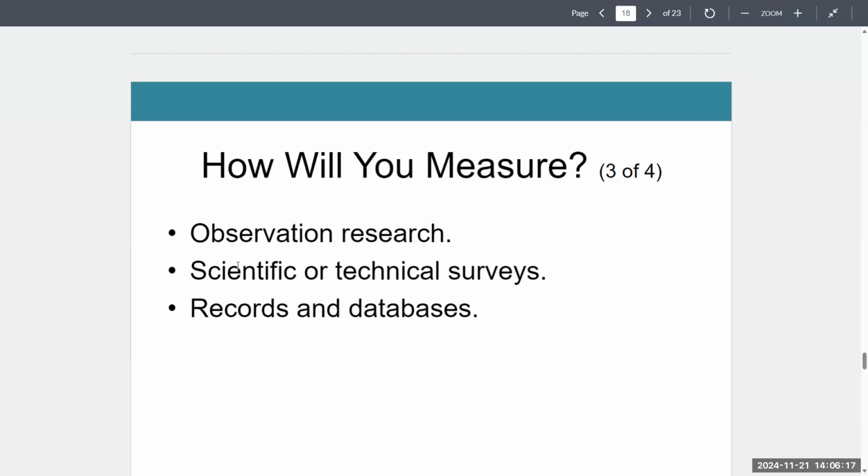So within that, how will you measure? We're looking at observation research. Scientific surveys and database records are good for collecting data on campaign outputs. However, observation research involves systematically watching and recording behaviors or events, often in a natural setting. So literally what you're doing is observing. You're looking at someone or a behavior and you are assessing something out of it. For example, in a recycling initiative, evaluators might observe how people sort waste at a collection site. This method provides real-time, unbiased data, offering insight into actual behavior rather than self-reported action.